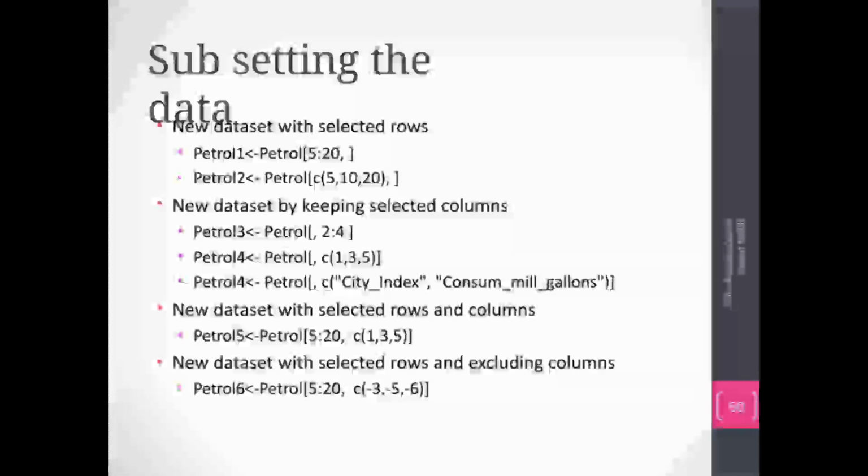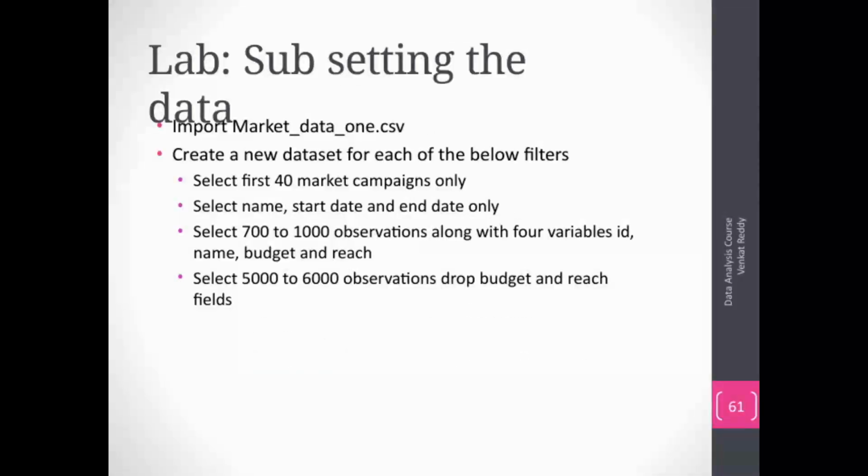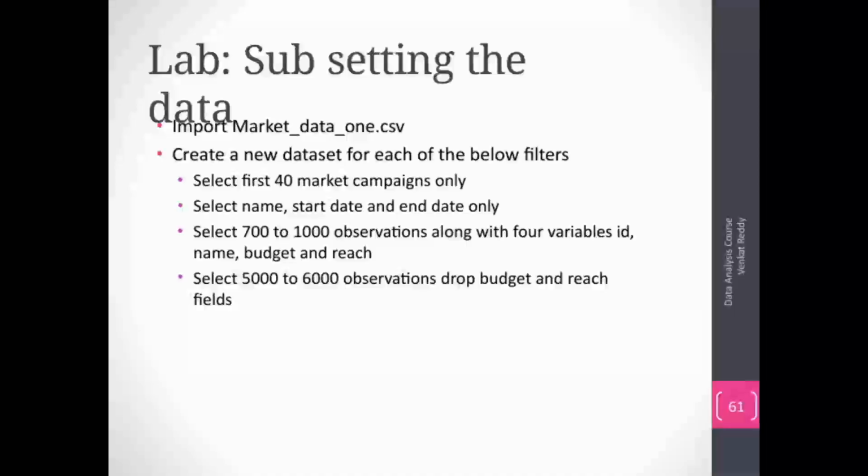Next, we'll narrow down our data to only include the campaign name, start date, and end date, which are crucial for understanding campaign timelines. Then, we'll move on to selecting between 700 and 1,000 observations, but only keeping 4 key variables: ID, name, budget, and reach. This allows us to analyze the core metrics of these campaigns without too much clutter.